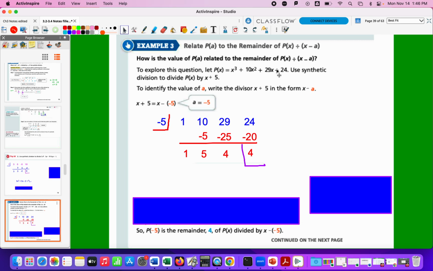Did the synthetic division, feel free to pause and try it out yourself. Here's all the numbers you should get. The last answer there is a 4. That's my remainder. What I also want to try is, what if I just plugged in p of negative 5?